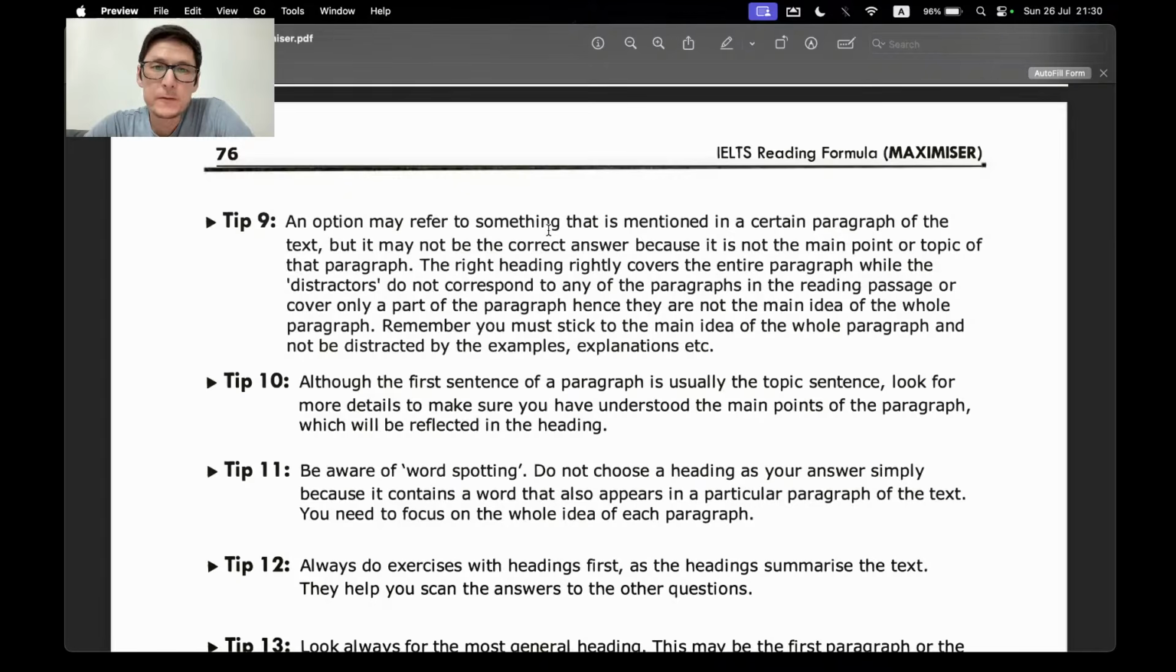An option may refer to something that is mentioned in a certain paragraph of the text, but may not be the correct answer because it's not the main point or topic of the paragraph. So sometimes some of the options may not be the main topic. Okay? The right heading covers the entire paragraph, while the distractors do not correspond to any of the paragraphs in the reading passage, or cover only a part of the paragraph. That's why they are not the main idea of the whole paragraph. Remember, you must stick to the main idea of the whole paragraph, and not be distracted by examples and explanations.